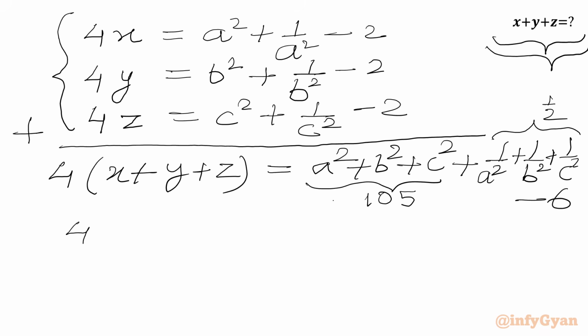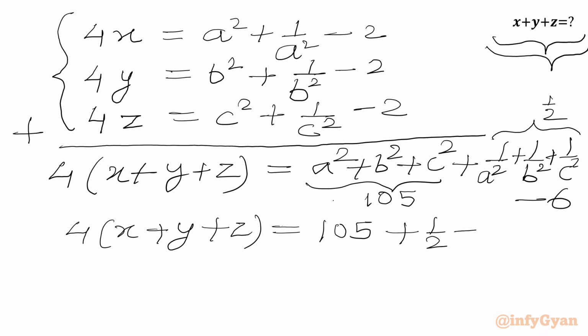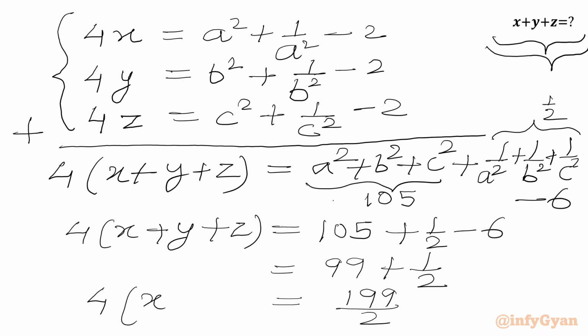So I can write 4 times x plus y plus z in LHS. In RHS, we will write 105 plus half minus 6. So 105 minus 6, 99 plus half. 99 plus half is 199 over 2. And in LHS, we have 4 times x plus y plus z.